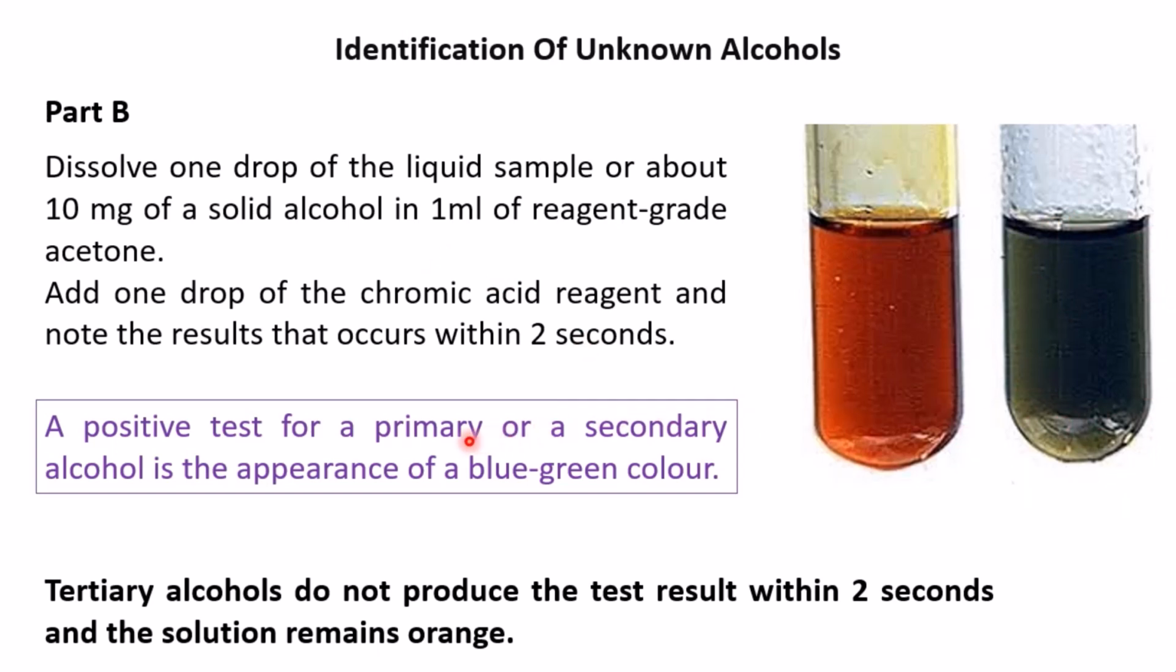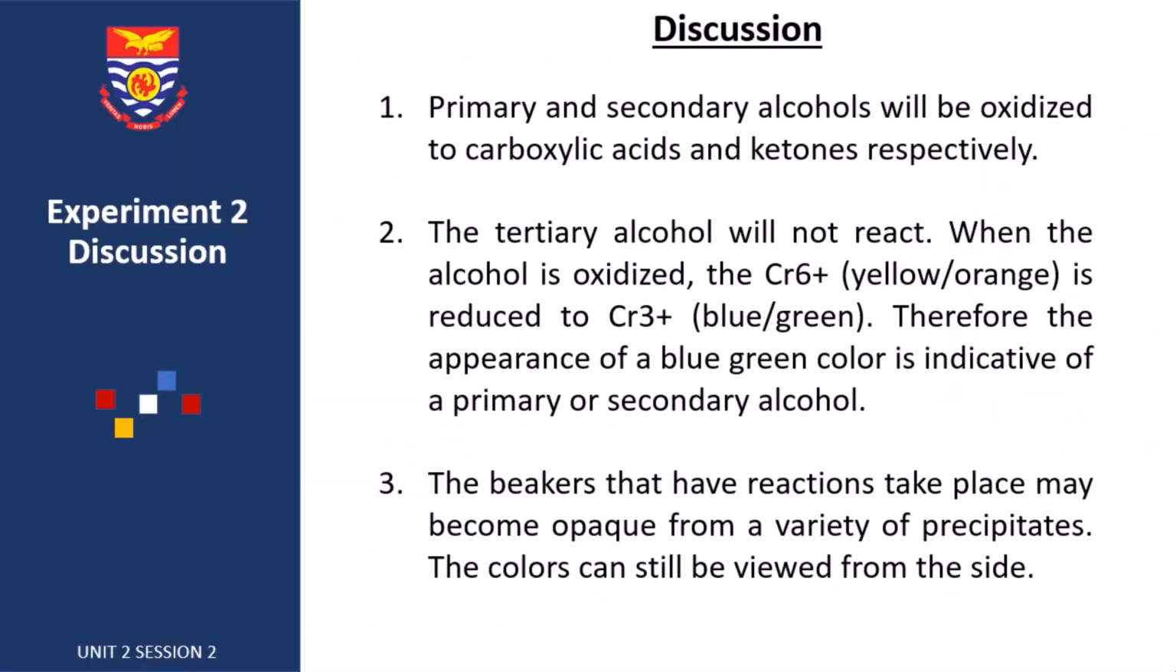This indicates that your unknown is possibly a primary or a secondary alcohol. However, if nothing changes, then you can be sure that the unknown is a tertiary alcohol. Primary and secondary alcohols will be oxidized to carboxylic acids and ketones respectively, and the tertiary alcohols do not react at all, so you have to take note of that. The reactions may become opaque from the variety of precipitates, but the color can still be viewed from the inside, so observing the color change shouldn't be difficult for you.